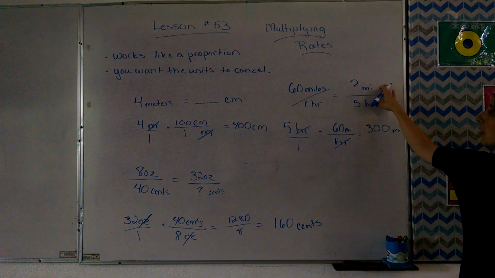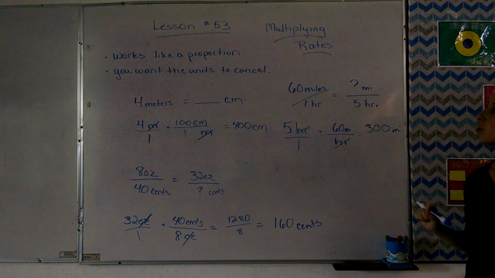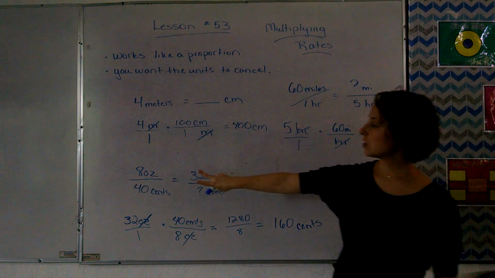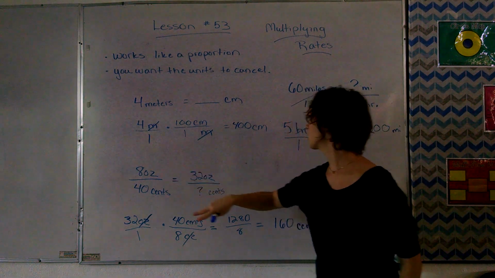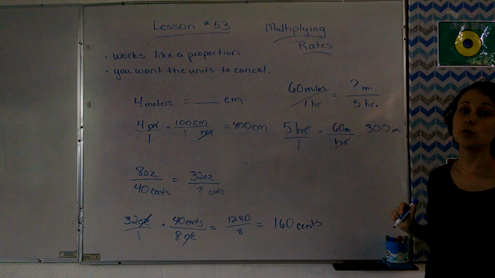How many miles would we go in 5 hours? If we go 60 miles in 1 hour, we would go 300 miles. When you set up your problems, pay particular attention to the order you want your converting factor in so that you're able to cancel out the units that you do not want.